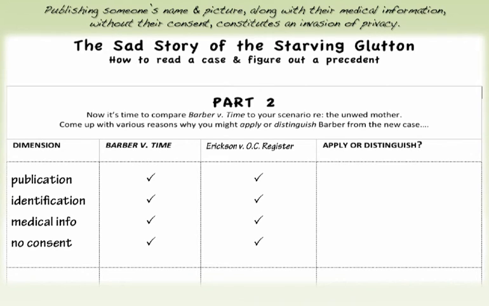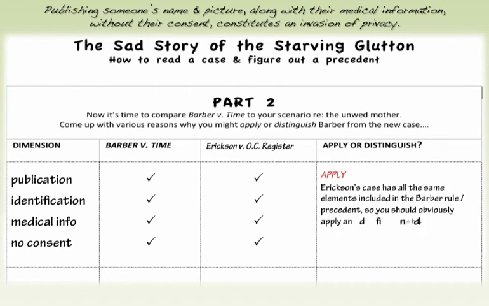So at the end of the day, what you're really going to be doing in this class is something that is just much more common sense, which is, here's the precedent, does it fit this scenario, in which case you will generally apply it. So here you apply it. Erickson's case had all the same elements included in the Barbara rule/precedent, so you should obviously apply and find that the OC Register is guilty of publication of private facts.